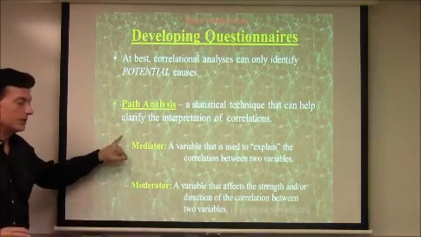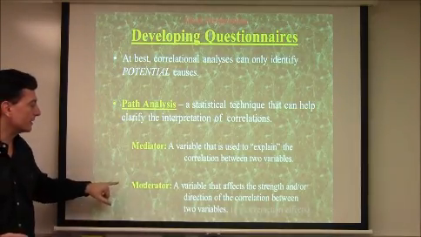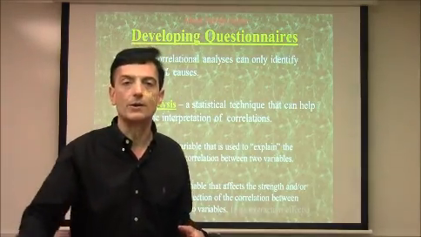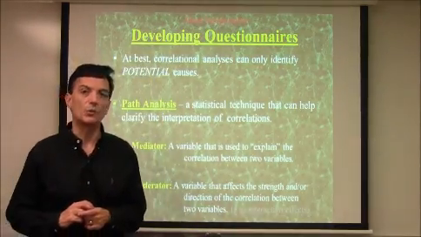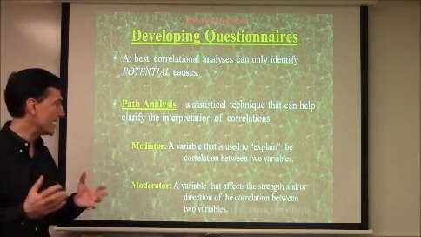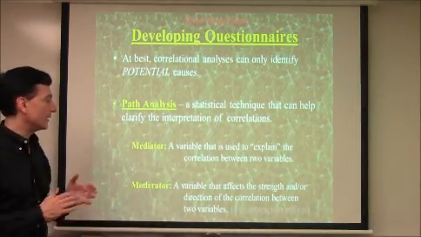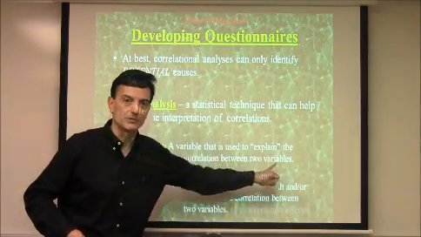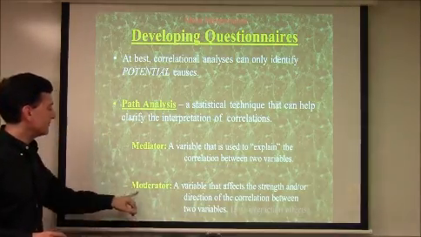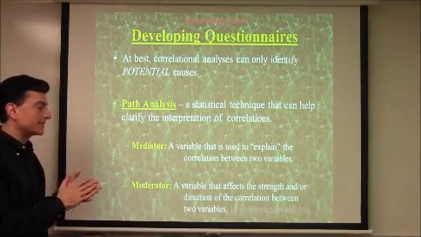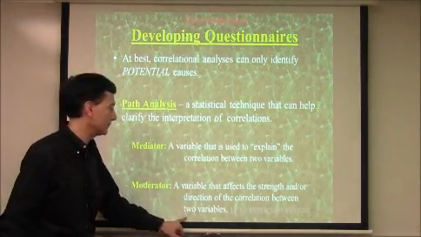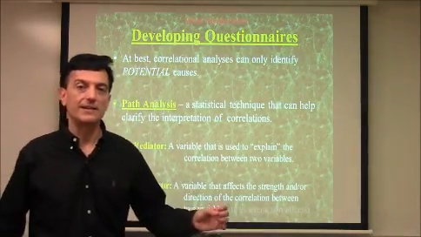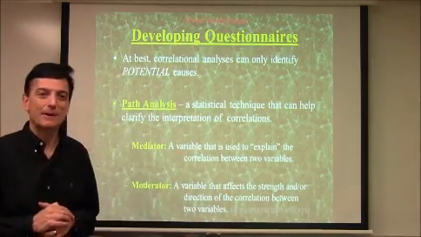And we're going to introduce two terms, one of which we'll really focus on today, called the mediator, and one of which we will define today and come back to later on in the semester when we're understanding factorial designs and something called an interaction effect. The mediator is defined this way: a variable that is used to explain the correlation between two variables. Okay? And we can define a moderator as a variable that affects the strength and or direction of the correlation between two variables. And again, this will be pertaining to something called an interaction effect that we will get to later in the semester when we're talking about factorial designs.